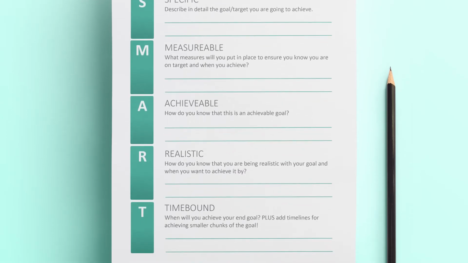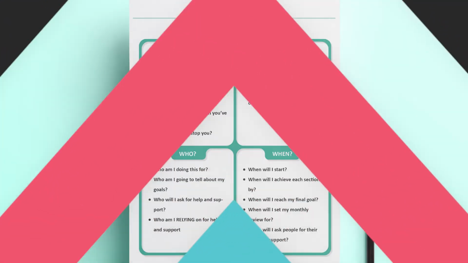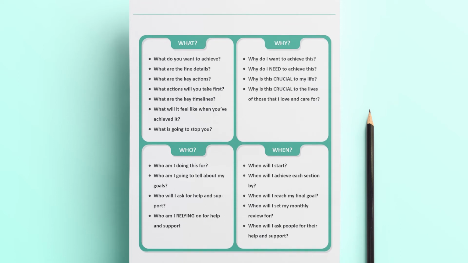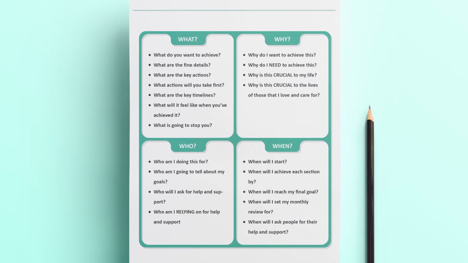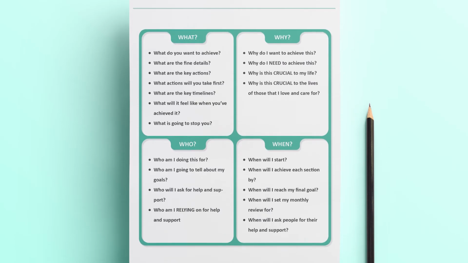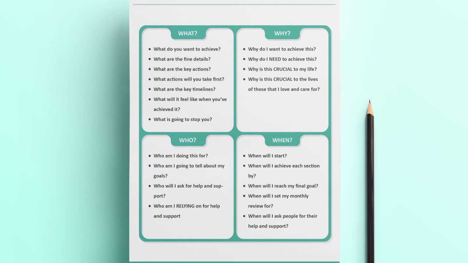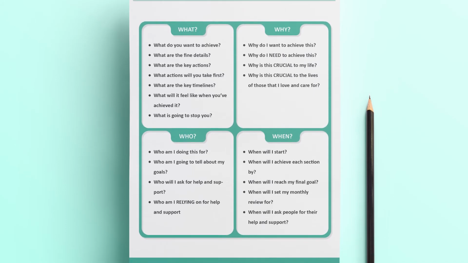Let's move to the second model that can be a great addition to the S.M.A.R.T model. The second model can be found on the second page of the workbook. I would say it's not even a separate model, but rather a perfect addition to the first one. The model is a 4W model. It deals with 4 main questions: what, why, who, and when, and under each one there are sets of questions.